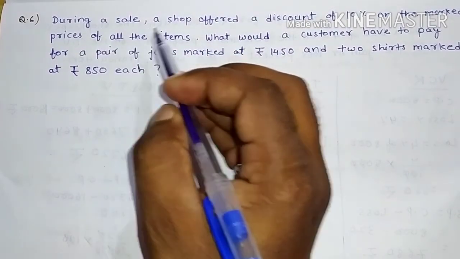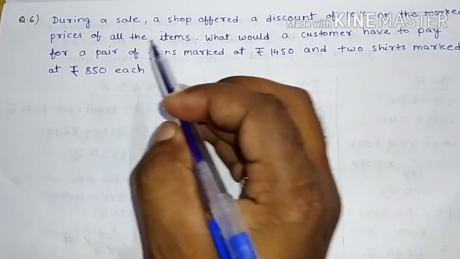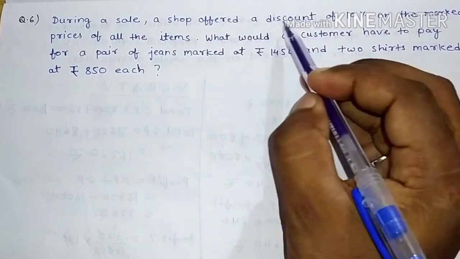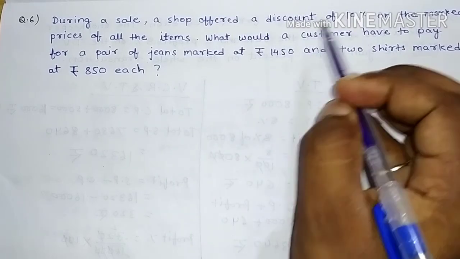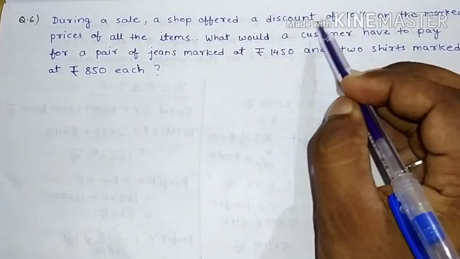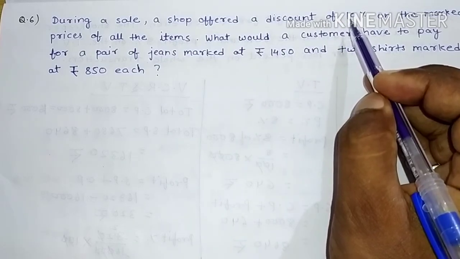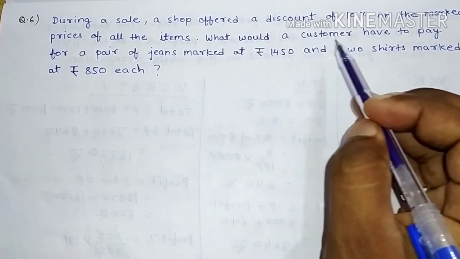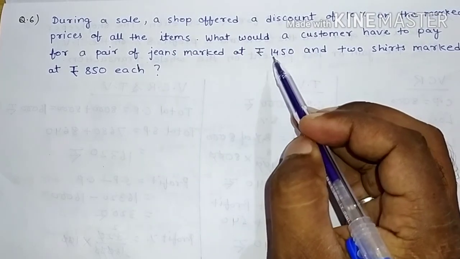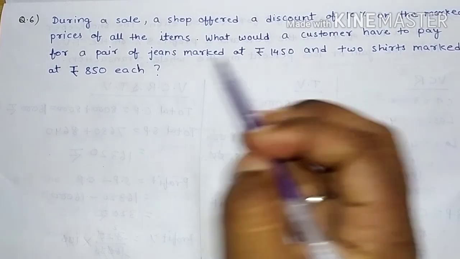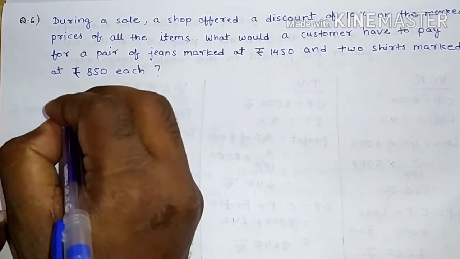During a sale, a shop offered a discount of 10% on the marked price of all the items. So here discount is 10% on every item on marked price. So what would a customer have to pay for a pair of jeans marked at 1,450 and two shirts marked at 850 each? So first of all, we have to talk about jeans.